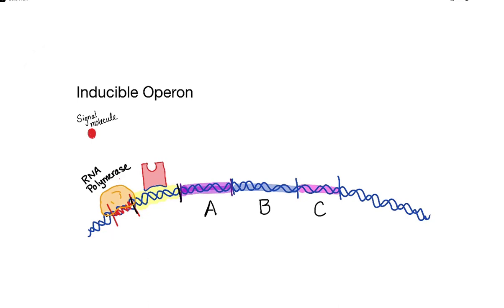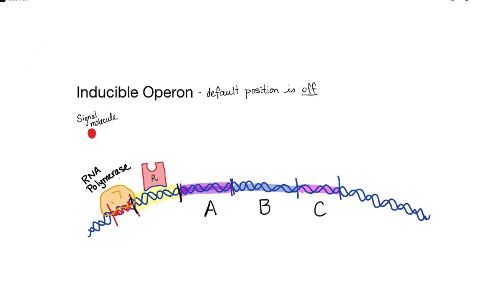So inducible operons are by default off. And what that means is by default, the repressor is sitting on the operator and preventing RNA polymerase from transcribing genes A, B, and C. But an inducible operon can be turned on. In other words, it can be induced.